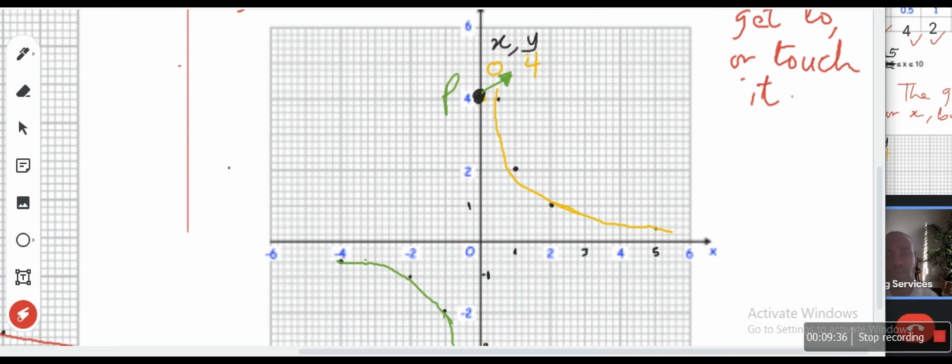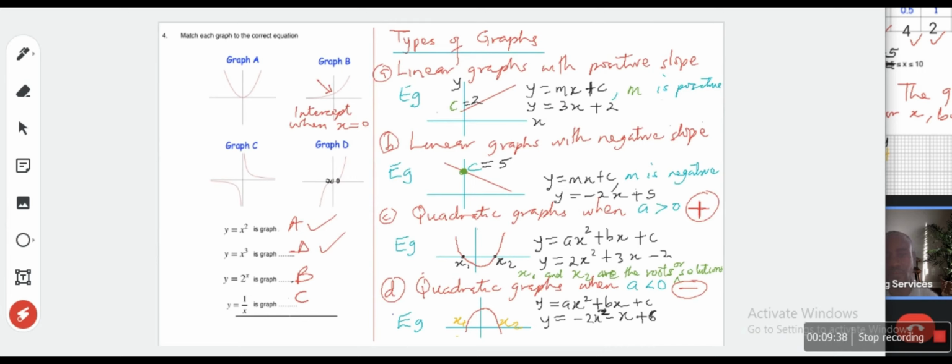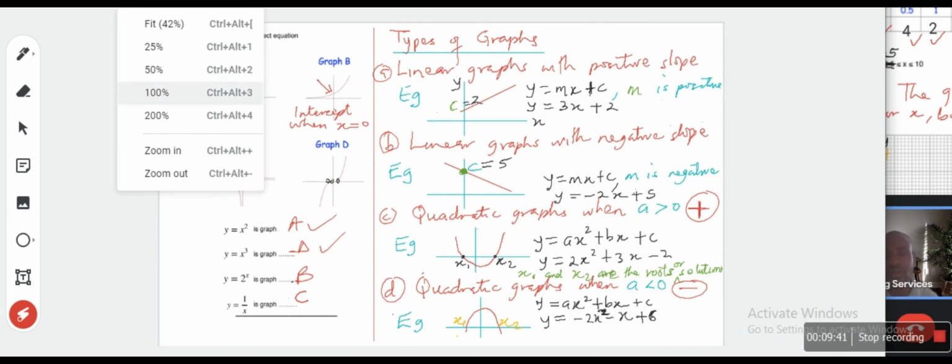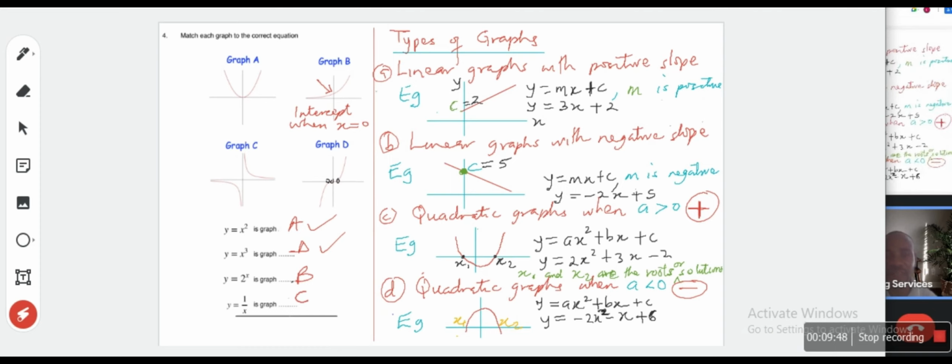Okay. So let's go to the next page. I want us to look at different types of graphs. We have linear graphs. A linear graph, as the name implies, forms a straight line. What's the equation of a straight line? y equals mx plus c, where m stands for what? Gradient. Yes, m represents the gradient.